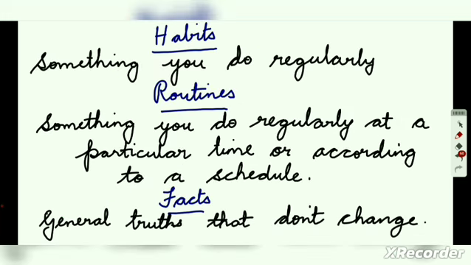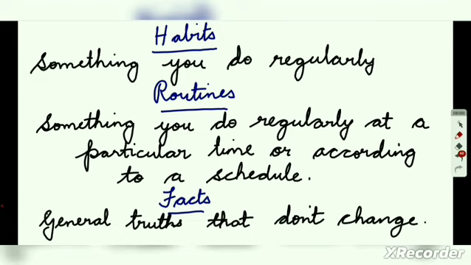First is habits. Habits are something you do regularly or repeatedly. For example, my brother always forgets his keys at home. So, it is happening regularly. Another example, he smokes even though he knows it is bad for him. So both these actions happen again and again, so they are habits. Then we use the simple present tense.